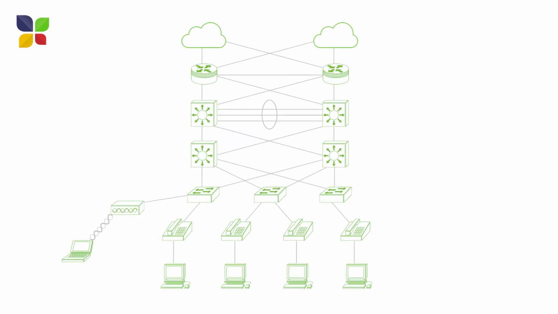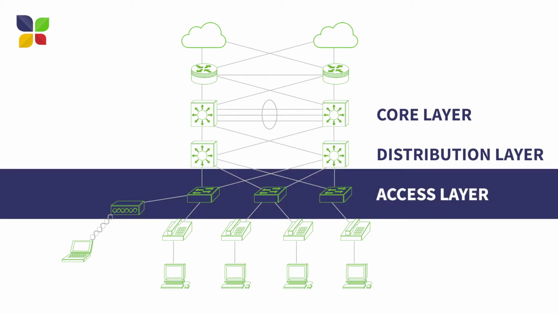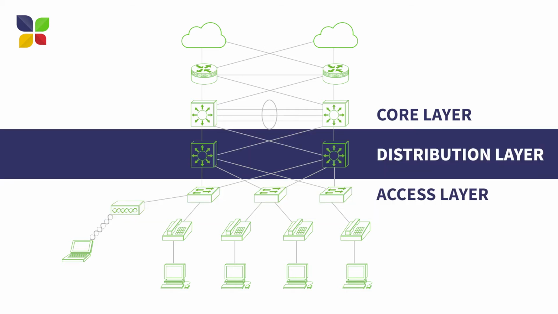A typical network design is usually broken down into three layers. The access layer is how devices connect to the network, and it controls which devices are allowed to connect. The distribution layer controls the flow of network traffic before it goes to the core layer, using policies and routing functions defined at the access layer.